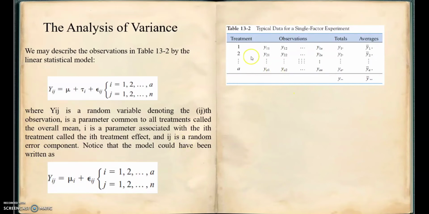And for our table 13-2, typical data for a single factor experiment, under treatment we can see 1, 2 up to a for the observation, the total and the average. Now let's hear Mr. Talana for the next slide.